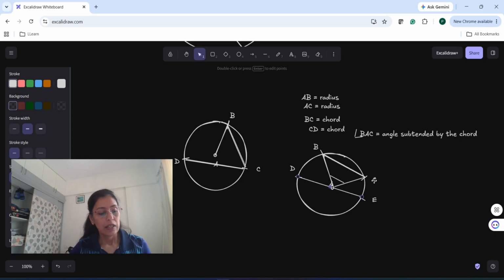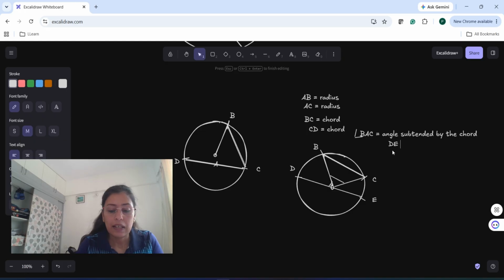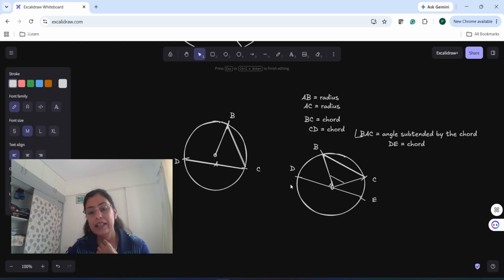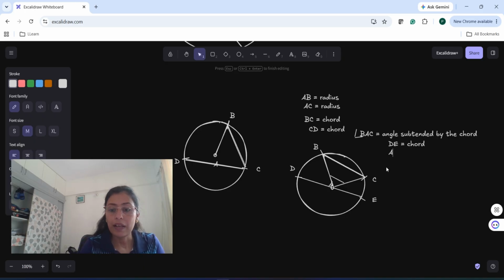So DE is a chord. Why is it a chord? Because it is the line joining any 2 points on the circle. It is joining the 2 points D and E. But DE is also passing through the center of the circle, which is A. So AD equals AE equals the radius, right?